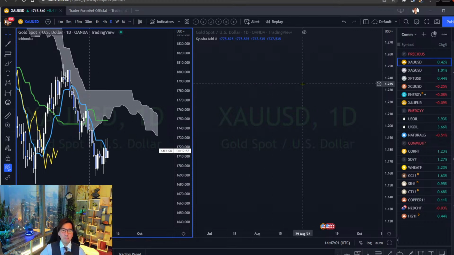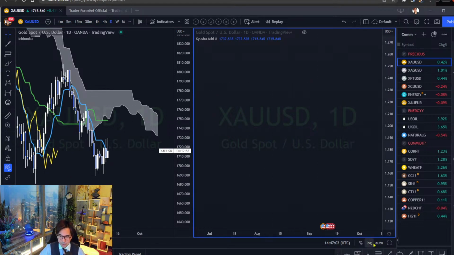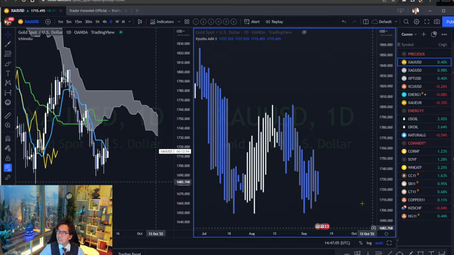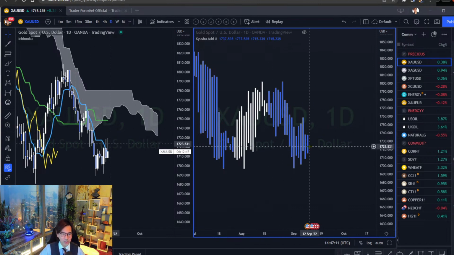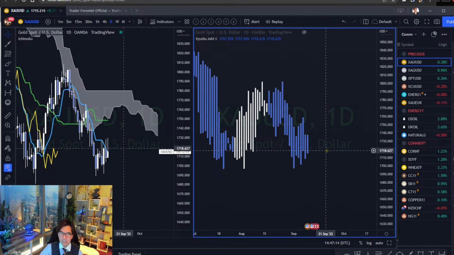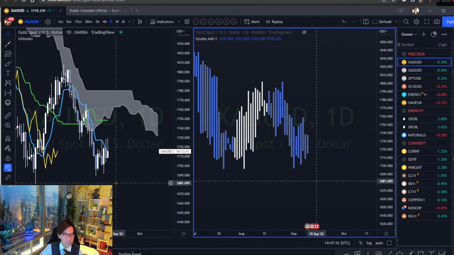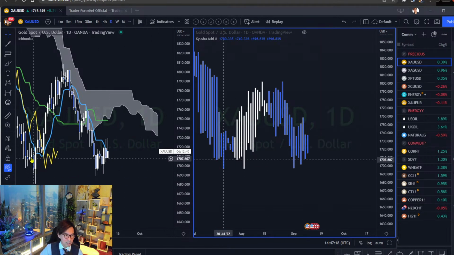Yeah, and then let me check the Kyushu Ashi now. Let me pop this one up. Okay, Kyushu Ashi shows it's bearish. Right, blue ones are bearish, so this is a downtrend. So the market may break the support and it may continue down.